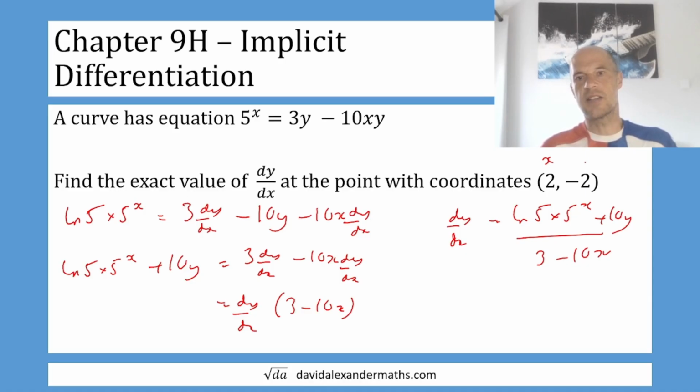So we know that x is 2, y is negative 2. So ln 5 times 5 squared, well, that is going to be 25 ln 5. 10 lots of negative 2 is minus 20. All over 3, take away 10 times 2, which is 3 take away 20, so minus 17. So there we have it. That is the exact value of dy by dx when x is 2 and y is negative 2.